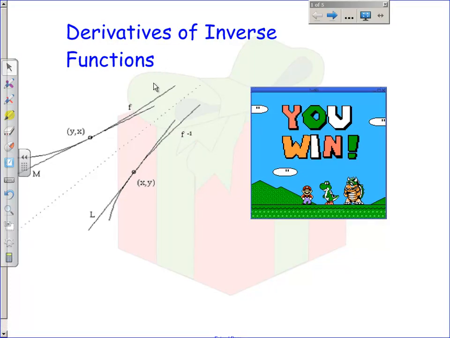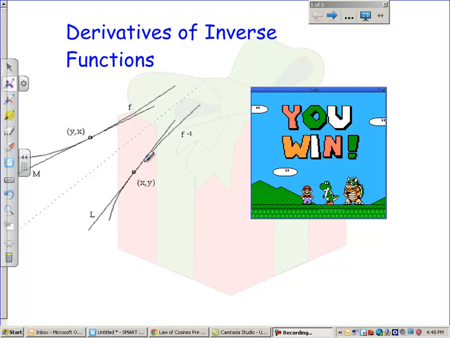Today we're going to talk about derivatives of inverse functions. This gets a little messy, so I've got a picture on the right over here you can look at if you don't really care geometrically about what I'm talking about. Here I've got two functions, f and f inverse. And two functions are inverses of each other if they are reflections across the line y equals x.